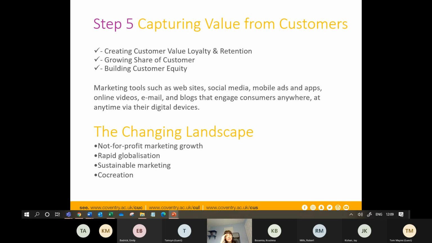Any good ideas? Have you got anything that you think works really well in terms of customer loyalty or retention schemes? Is there anything that you engage with that works?